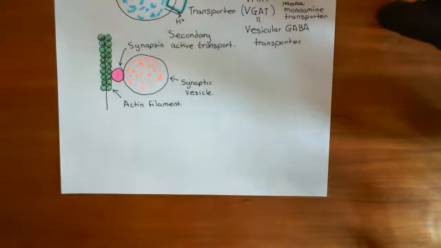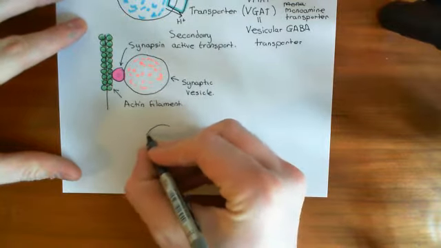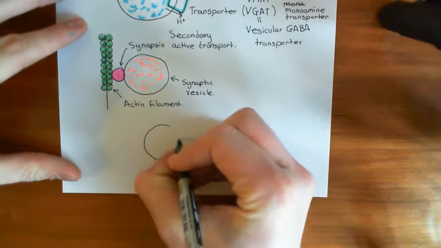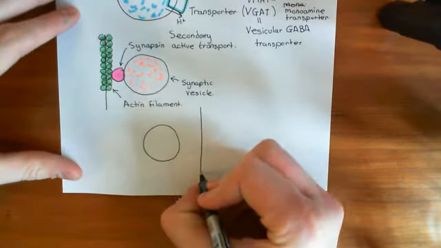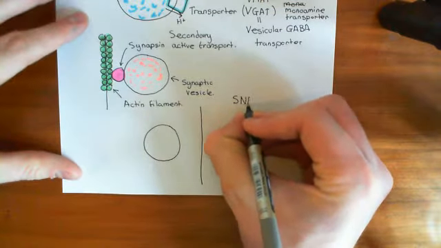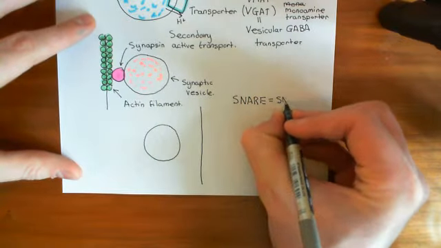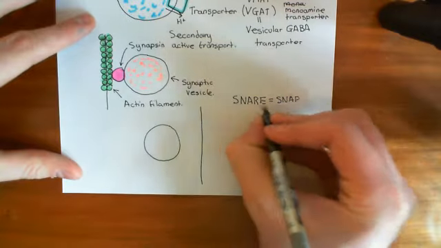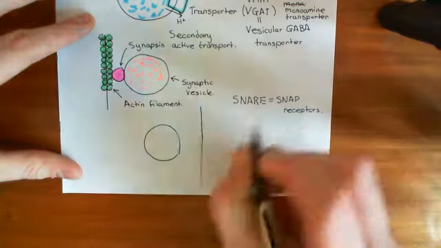Okay, so firstly let's talk about the docking. These proteins in the vesicle membrane are going to interact with proteins on the plasma membrane. So these proteins that are in both membranes are referred to as SNARE proteins. So firstly, what does SNARE stand for? Well, SNARE stands for SNAP receptor. So the SNA comes from SNAP, and then the RE comes from receptor. So these are SNAP receptors, basically.